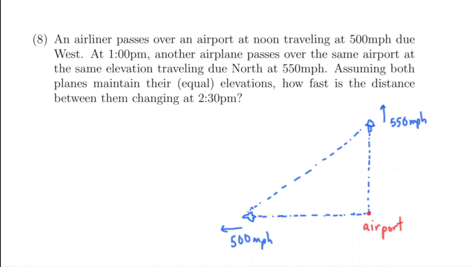Okay, let's look at number 8. It says an airliner passes over an airport at noon, traveling 500 miles per hour due west. So this airplane goes over this airport at noon, traveling 500 miles per hour due west. And at 1 p.m., an hour later, another airplane passes over the same airport at the same elevation, traveling due north at 550 miles per hour. Assuming both planes maintain their equal elevations, how fast is the distance between them changing at 2:30 p.m.?